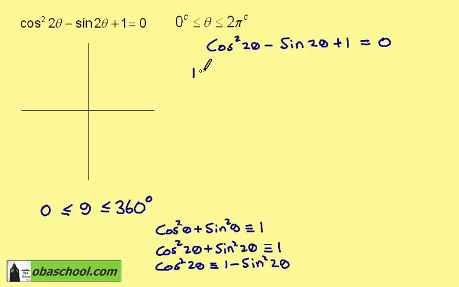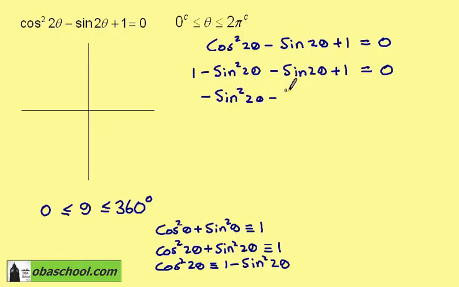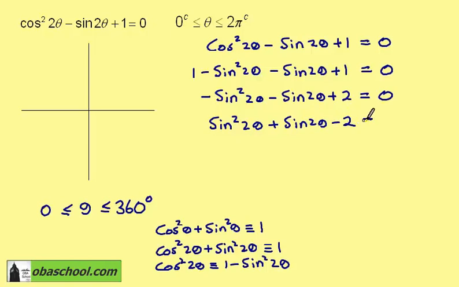We can substitute in here, and we get 1 minus sine squared 2 theta, take away sine 2 theta, plus 1 is equal to 0. So minus sine squared 2 theta, take away sine 2 theta, plus 2 is equal to 0. Multiplying through by minus 1 gives sine squared 2 theta plus sine 2 theta, take away 2 is equal to 0. We can factorize this into two brackets.